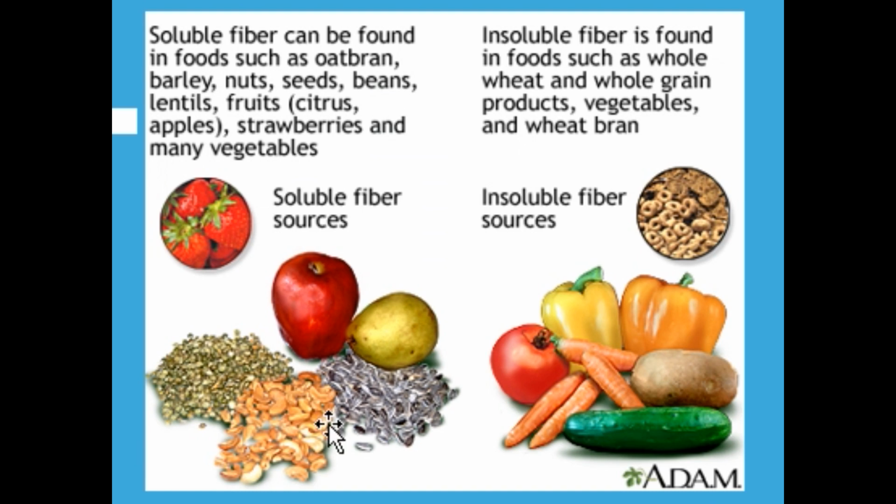Okay, what are the sources of soluble fiber? It can be found in foods such as oat bran, barley, nuts, seeds, beans, lentils, fruits, citrus, apples, strawberries, and vegetables. How about insoluble fiber? It can be found in foods such as whole wheat and whole grain products, vegetables, and wheat bread.